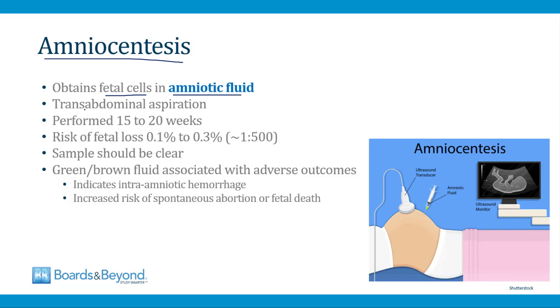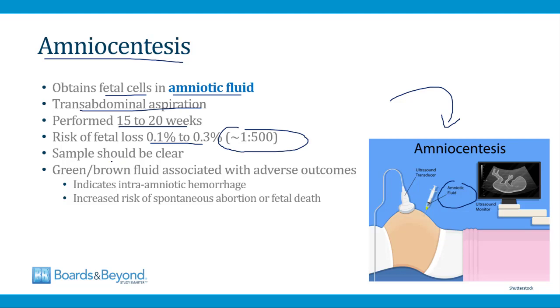This is done through transabdominal aspiration, like shown in this picture here. A needle is inserted through the abdomen and a sample of amniotic fluid is withdrawn. This is performed later in pregnancy at 15 to 20 weeks. You have to wait until there's enough amniotic fluid present for this to be a safe procedure. Like chorionic villus sampling, this carries a risk of fetal loss estimated to be at 0.1 to 0.3%. Most women are quoted a risk of fetal loss of 1 in 500.